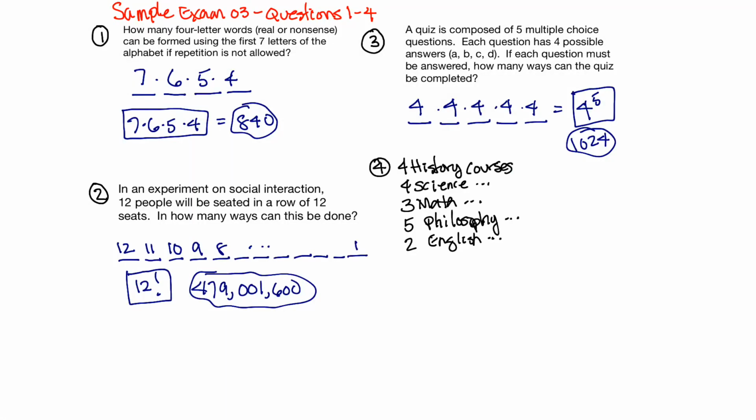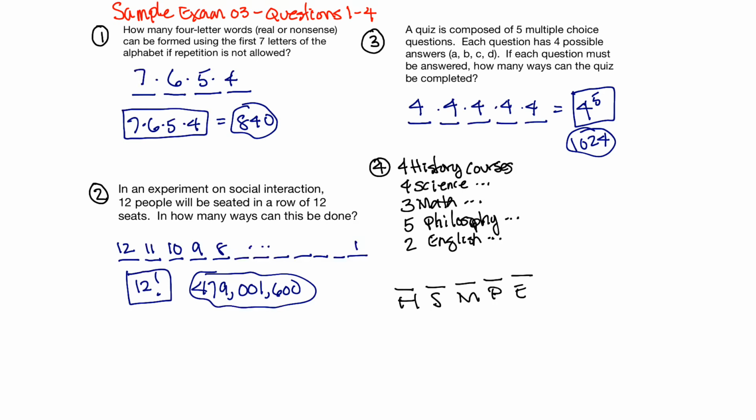So in here in problem number 4, we have 4 history courses, 4 science, 3 math, 5 philosophy, and 5 English courses. So we want to know if a first-year student takes 1 course in each area, how many different course selections are possible. So let's look at it this way. That's 1, 2, 3, 4, 5. We could have history, science, math, philosophy, and English.